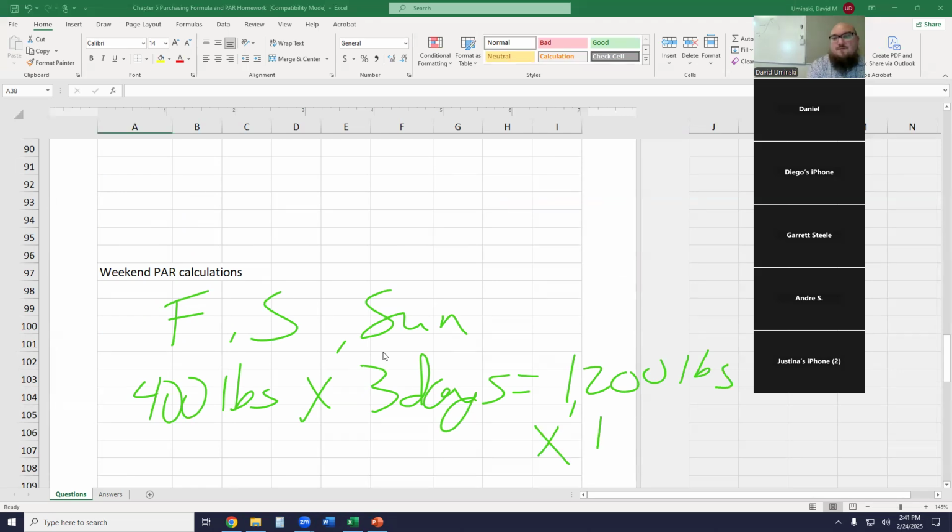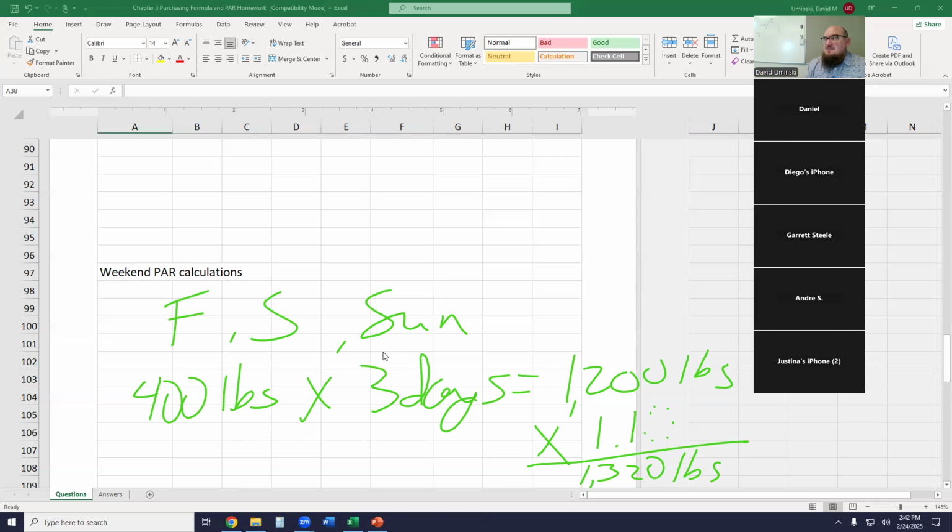Multiply that by 1.10. Remember, again, the 1 is the 1,200 pounds. The 0.10 is that 10% increase. Okay, so we'll get 1,320 pounds. You all agree? Make sure I did my math correct. Any questions, comments, concerns about the weekday par and the weekend par?